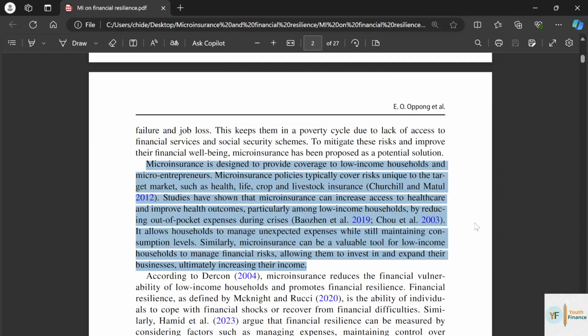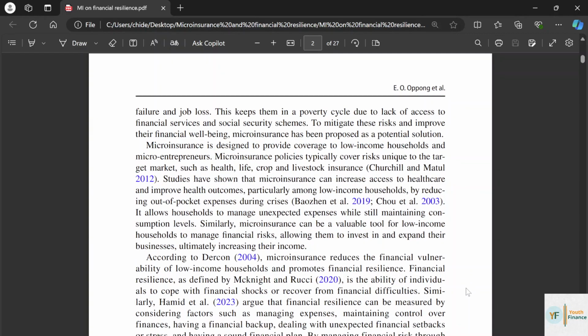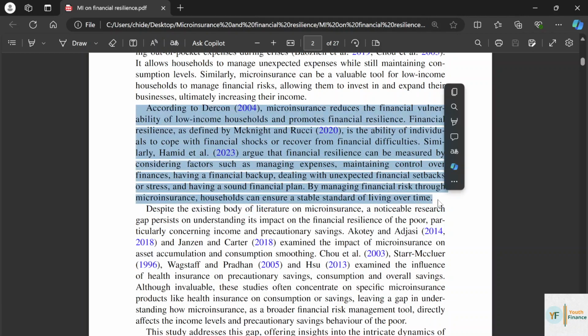So what do we not know about microinsurance in covering workers in the informal sector? So we are here. Microinsurance reduces the financial vulnerability of low-income households and promotes financial resilience. Financial resilience is the ability to cope with or recover from financial difficulties. It is argued that factors such as managing expenses, maintaining control over finances, having a financial backup, dealing with unexpected financial setbacks or stress, and having a sound financial plan all contribute to financial resilience measurement. By managing financial risk through microinsurance, households can ensure a stable standard of living over time. So, why should we care?